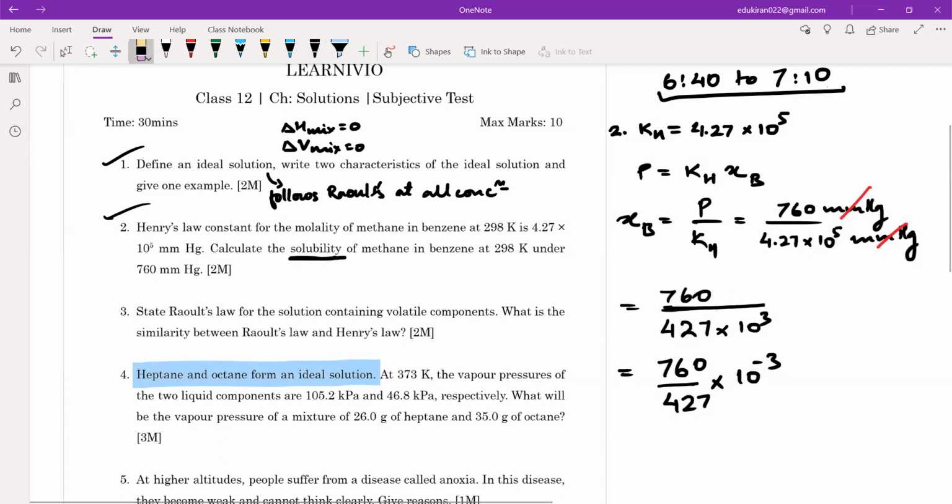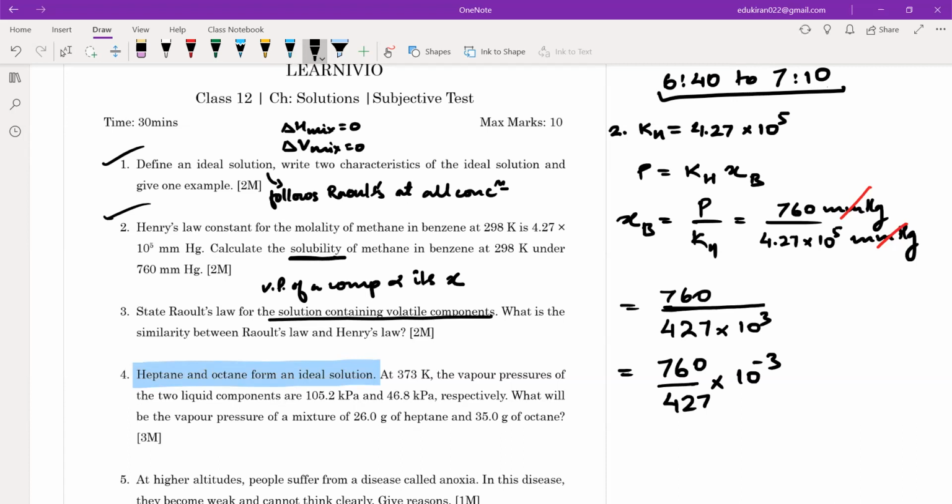अच्छा ठीक, ये नहीं किया था आपने। ठीक है, सो व्हाट इज the Raoult's law? ठीक है, so what is the Raoult's law for solution containing volatile components? So Raoult's law states that for a solution containing volatile components, the vapor pressure of a component is directly proportional to its mole fraction. That is Raoult's law.